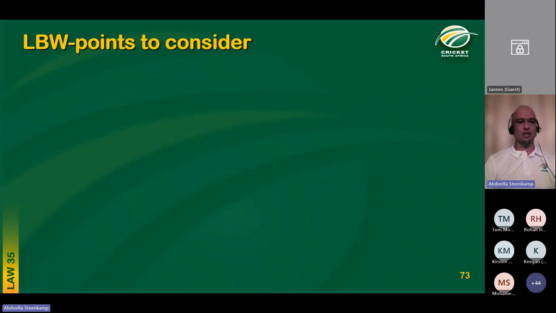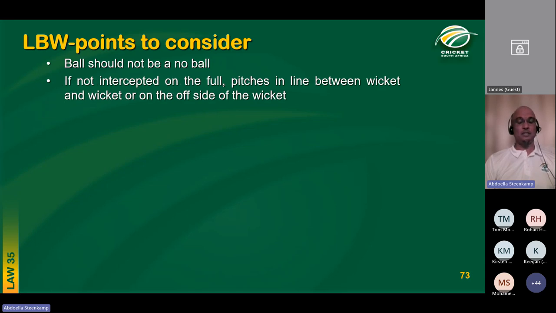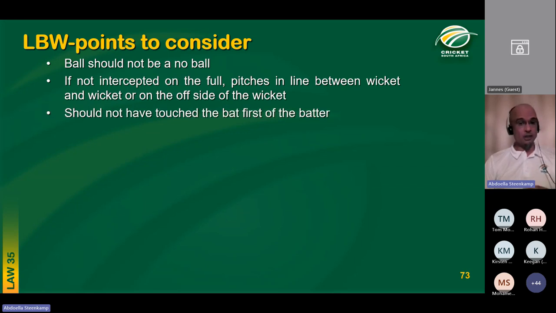So just to go over those LBW points that you consider. Ball not to be a no ball. Pitches in line between wicket and wicket or on the offside of the wicket. That's why if it pitches outside the leg stump, it can never be out. So it needs to either pitch in line between wicket and wicket or on the offside of the wicket. Should not have touched the bat first of the batter. So if he touches the bat first and then the pad, it can never be out LBW. But if he touches the pad first and then the bat, then you can consider the LBW.